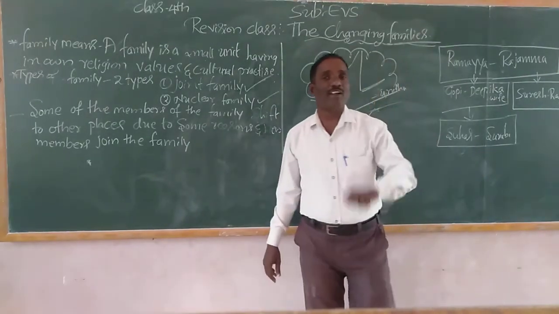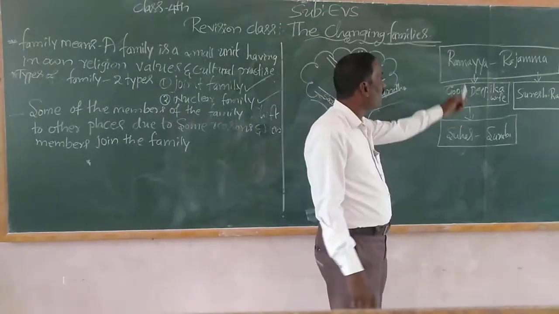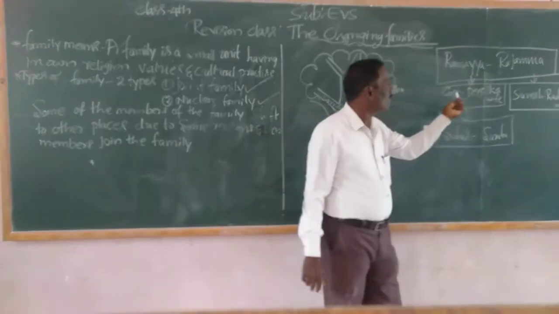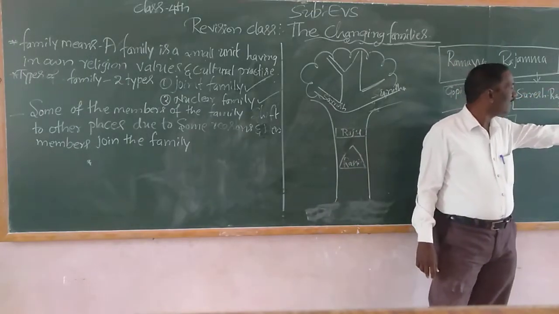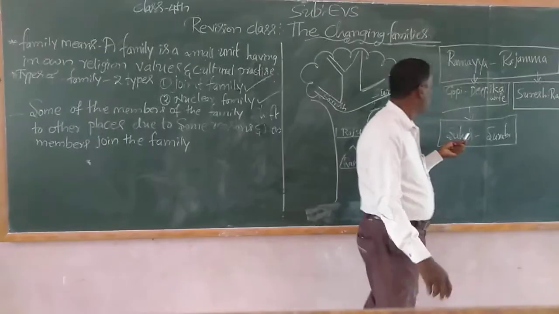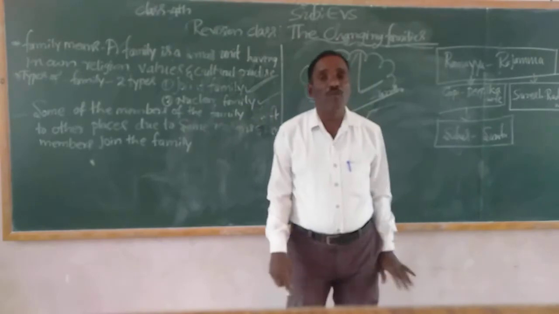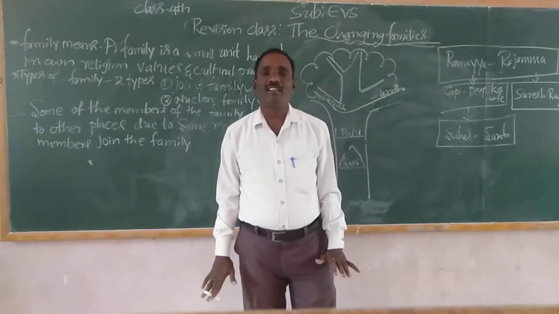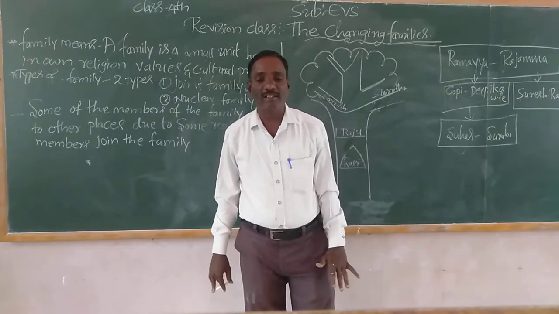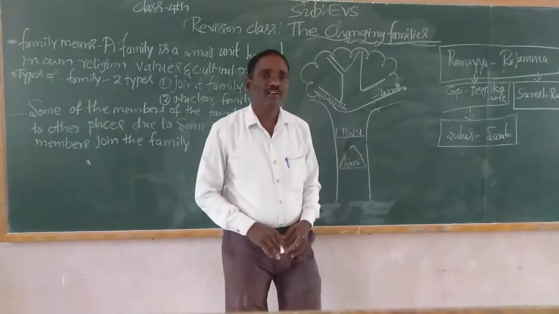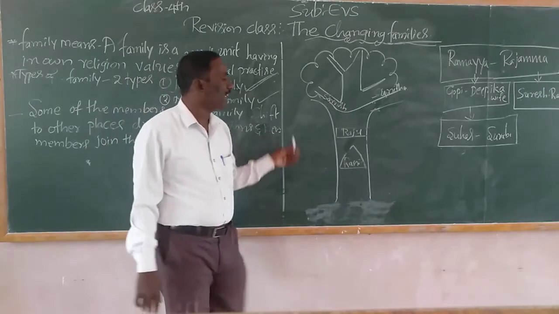The total members of Ramayya and Rajamma's family, you count here: 1, 2, 3, 4, 5, 6, 7, 8, 9, 10, 11. This is called a joint family, Avibhakta Kutumba. Ramayya has a big family. It is a joint family. Do you understand? For example, look at this.